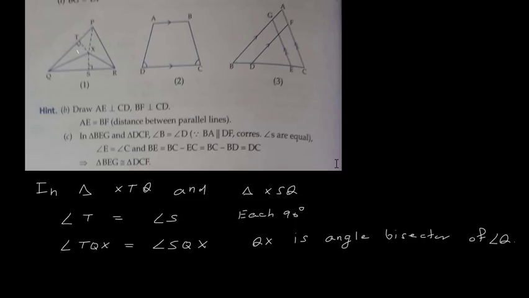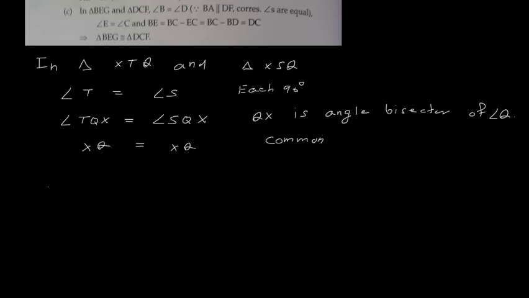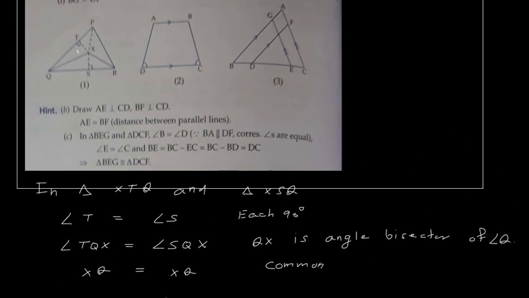And XQ, last we have XQ is equal to XQ. This we will say common side. So therefore we have this triangle XTQ is congruent to triangle XSQ, and the reason will be angle side criteria. So this first part we have done.